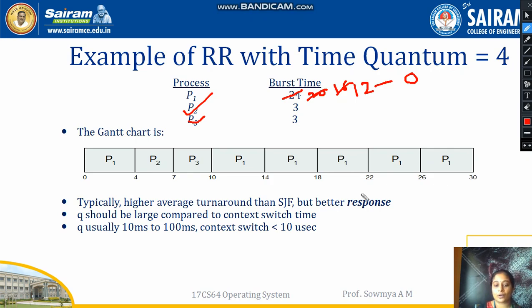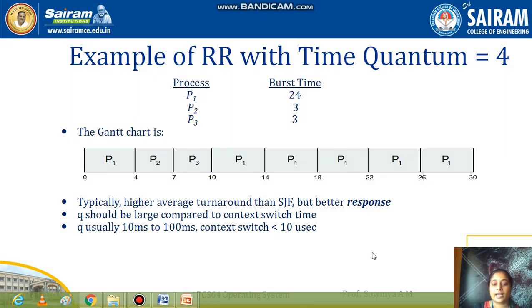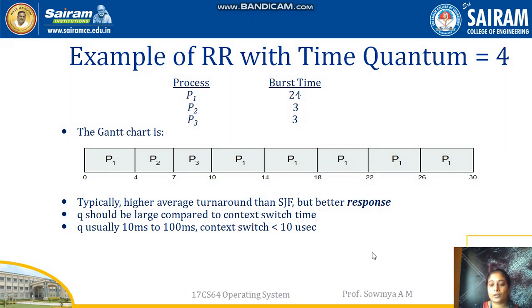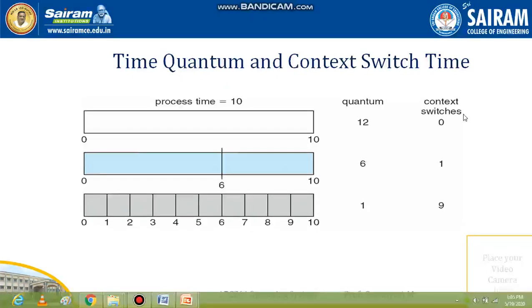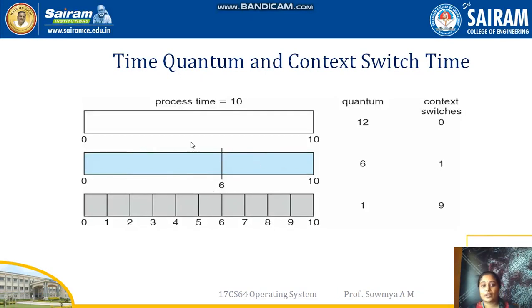So this is how the round robin method is used for process scheduling using a time quantum. So time quantum and context switching: in process scheduling, not only does process scheduling take time, but also context switching from one process to another process takes time. So if the process time is 10 seconds, and the time quantum is 12, context switching will take 0 seconds. So if the time quantum is 6 seconds, what happens, the process time is 10 seconds.